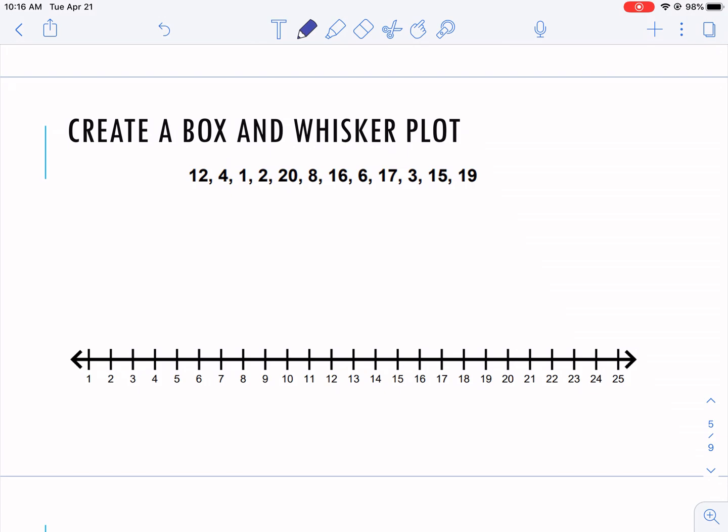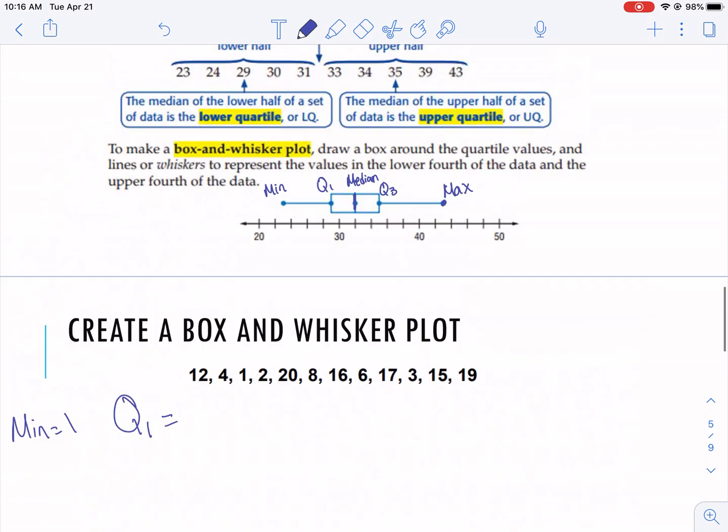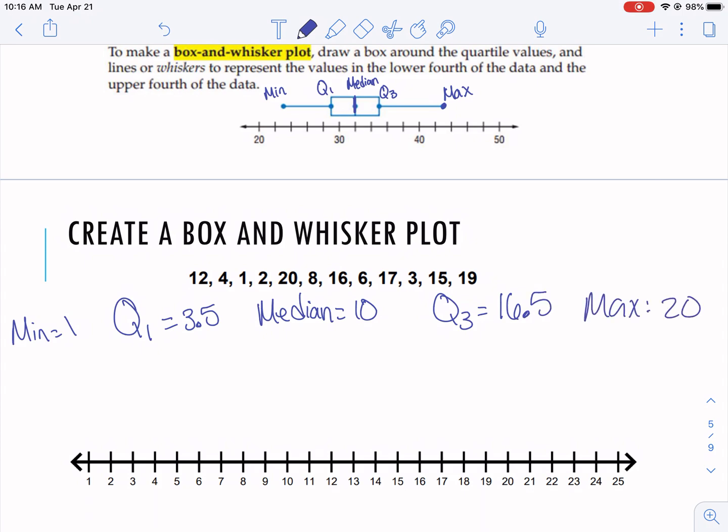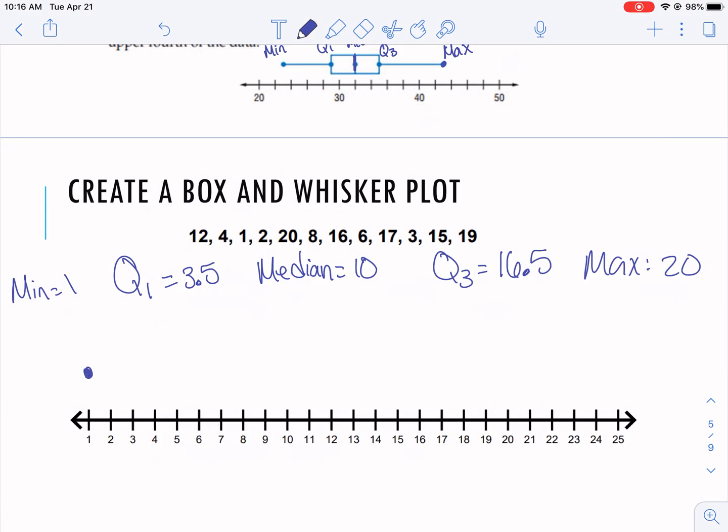So using that, I'm going to write down our minimum was 1. Our quartile 1 was 3.5. The median was 10. Quartile 3 was 16.5. And the maximum is 20. So you graph your points for the minimum and maximum. Then these 3 create your box. So we have a line at 3.5, one at 10, and then another one at 16.5. I'm going to connect those.